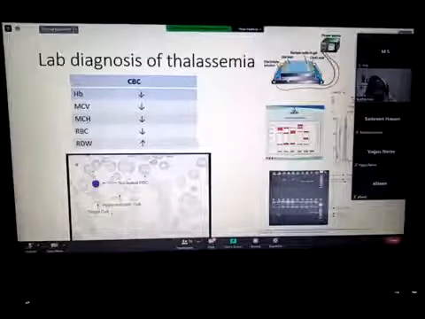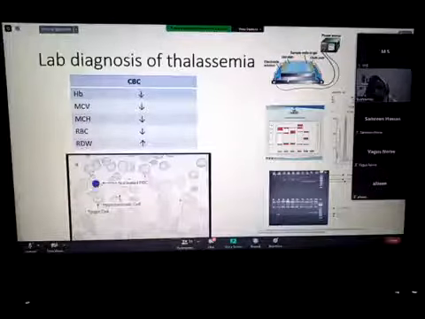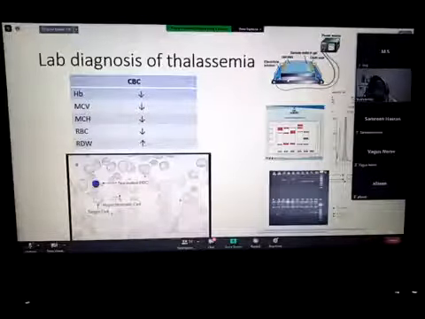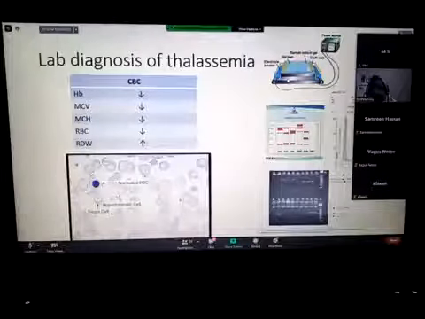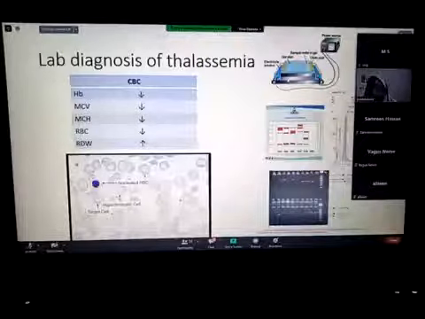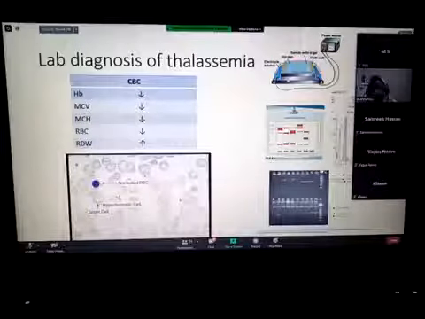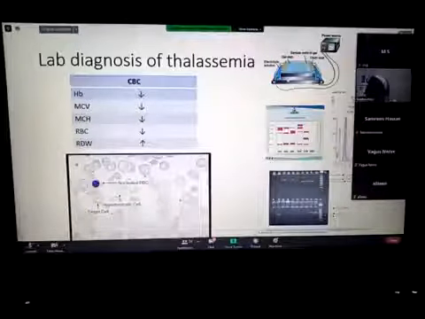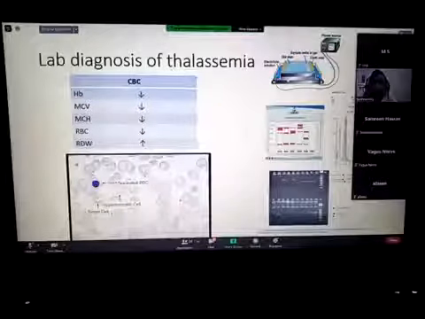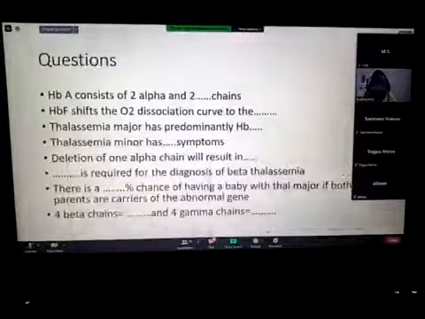For the patients who may have been transfused, you may not be able to do HB electrophoresis because of the transfusion. The donor red cells are also present in the patient. So for that, you need to diagnose the patient on PCR, and you find the mutations which are typical for beta thalassemia. They can be identified through PCR.